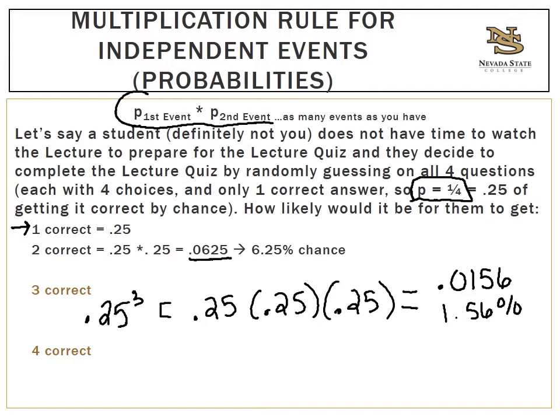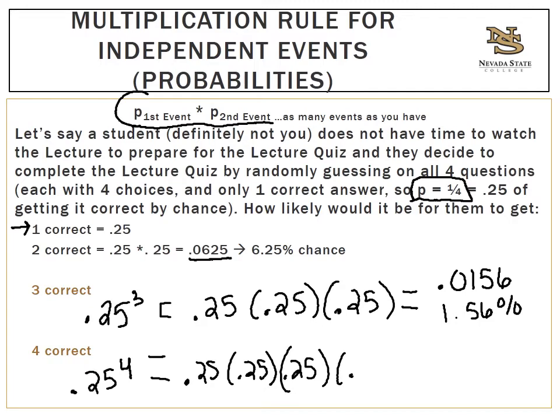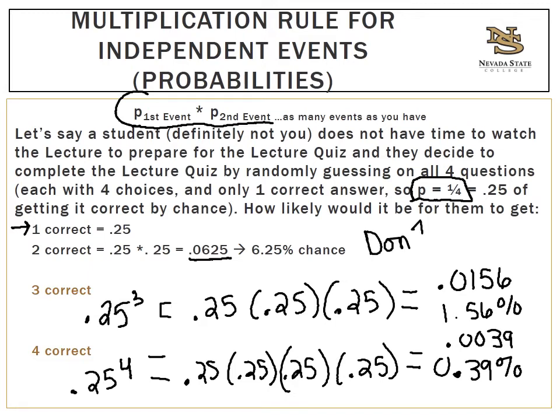Now let's see how likely it would be, if you randomly guessed, to get a perfect score. So now we're going to take 0.25 and multiply it by itself 4 times. So 0.25 times 0.25 times 0.25 times 0.25, and we get 0.0039, or a 0.39% chance that you would get a perfect score. So the moral of the story is, don't randomly guess.